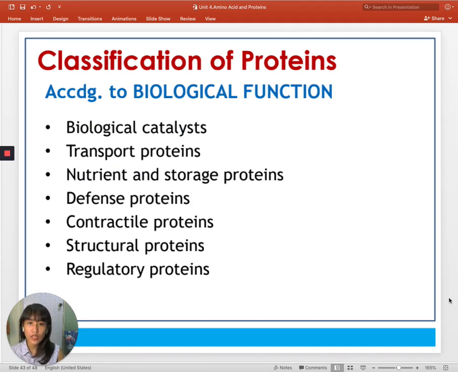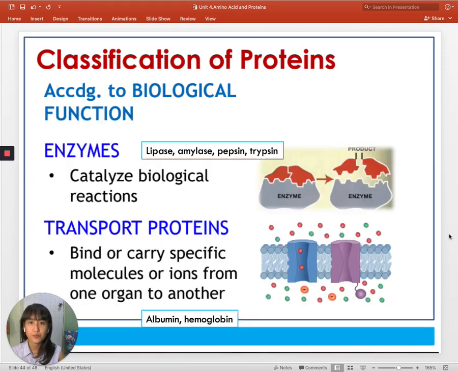Lastly, we now go to the classification of proteins in terms of their biological function. We have here seven, but the nutrient and storage proteins in your book are separated, so it becomes eight. We will discuss these one by one. The first one is the enzymes. These are proteins that can catalyze biological reactions. Examples of which are lipase, amylase, pepsin, and trypsin.